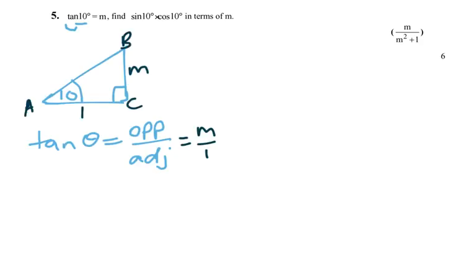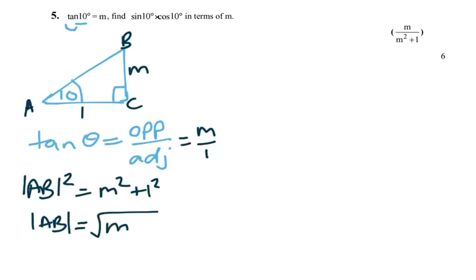Alright, so then we can say that the length of AB squared, that's the hypotenuse, using Pythagoras' rule is equal to m squared plus 1 squared. So if we want to find the length of this, the length of AB is going to be just the square root of those things. Alright, so let's write this in. This is the square root of m squared plus 1. Notice we can't simplify the addition within the square root. Alright, so now let's think about the calculation we need.